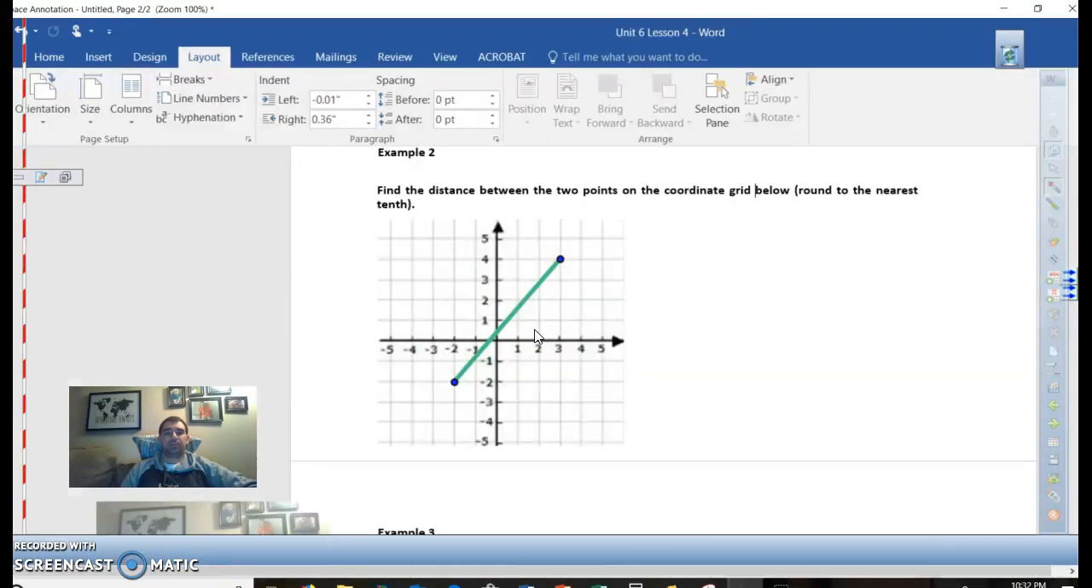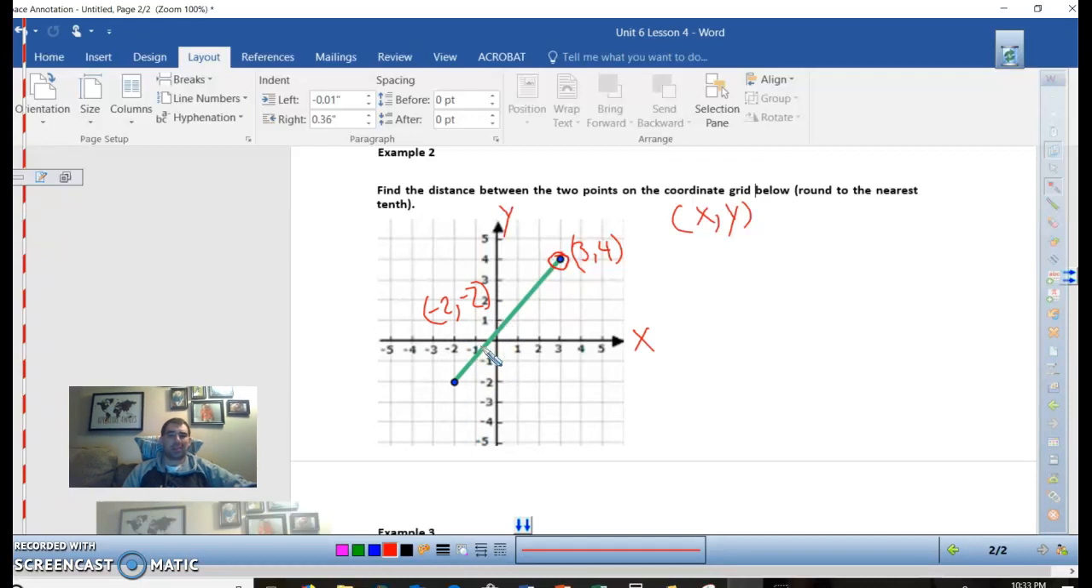So on this one, what's this coordinate right here? Remember, coordinates are always x, y. So this is our x, and this is our y. So this would be the coordinate 3, 4. And this would be the coordinate -2, -2. Left 2, down 2. -2, -2. And this one's nice. It's just going by 1 unit per box.